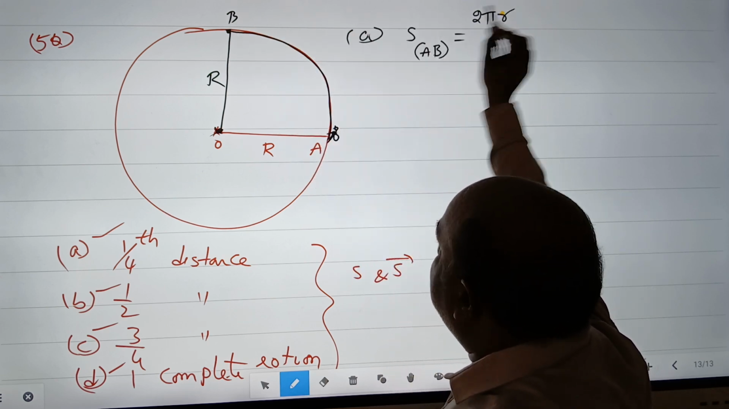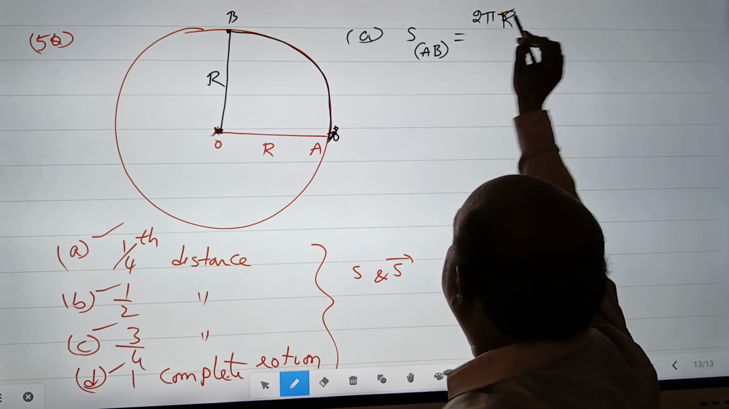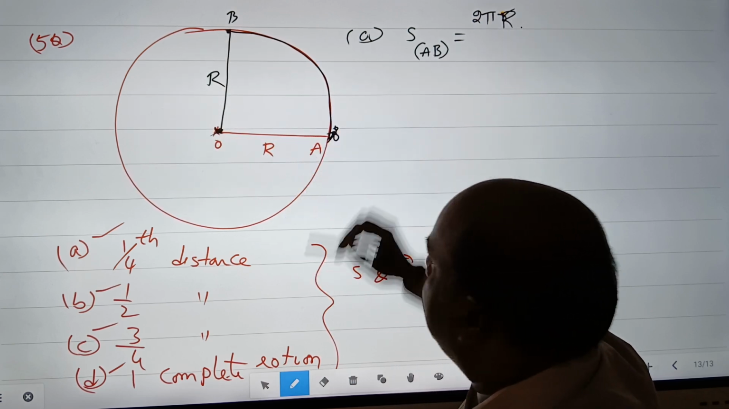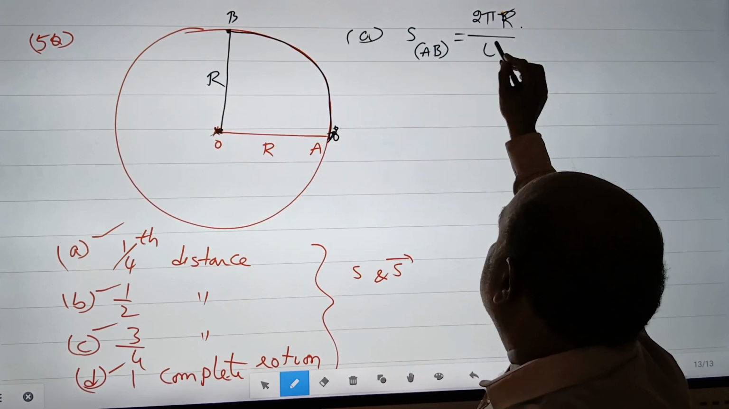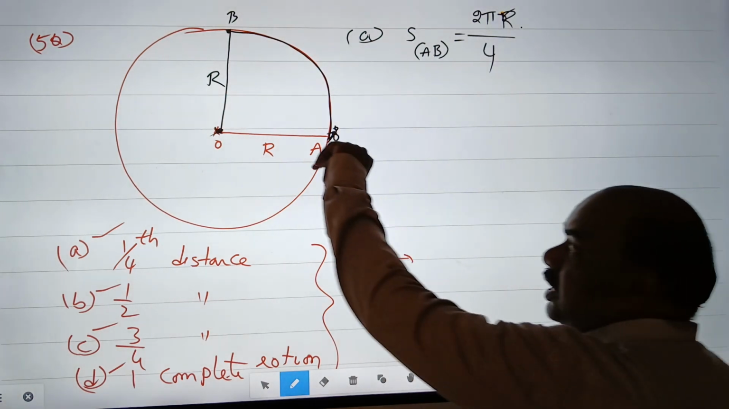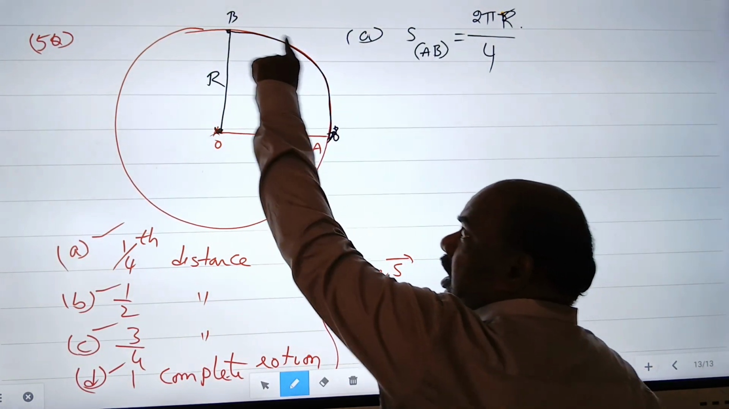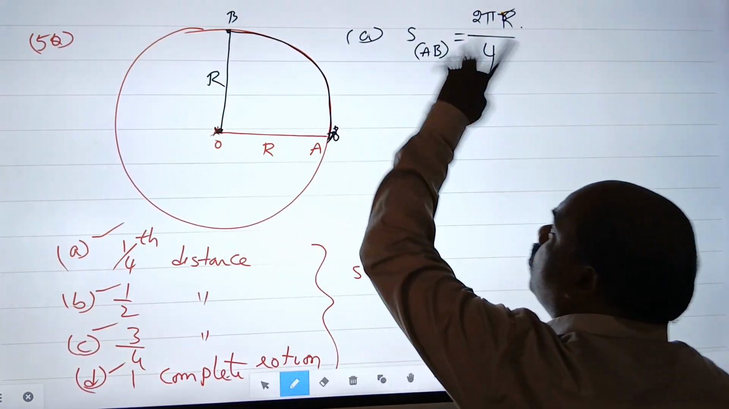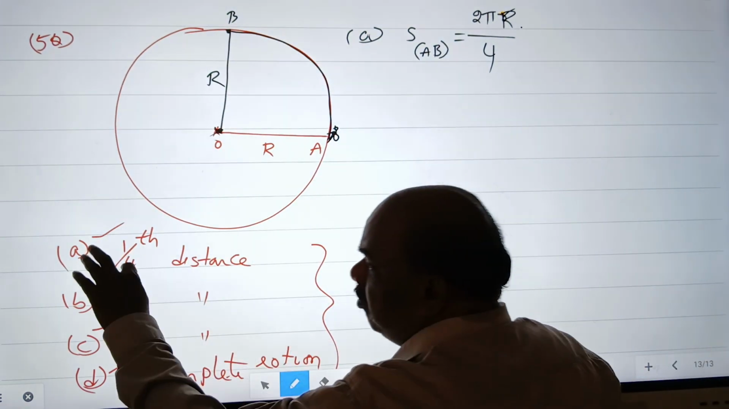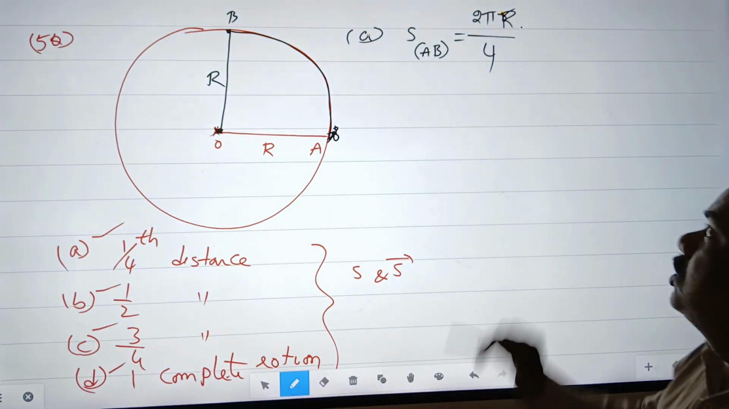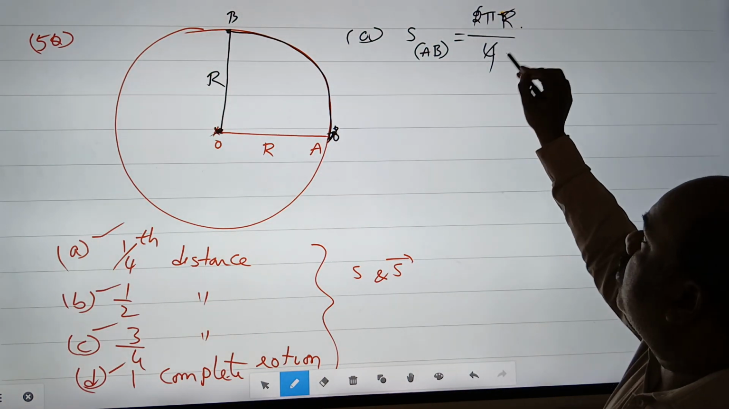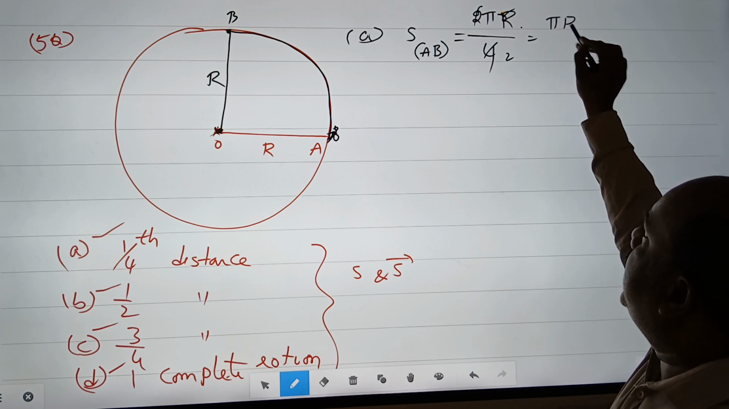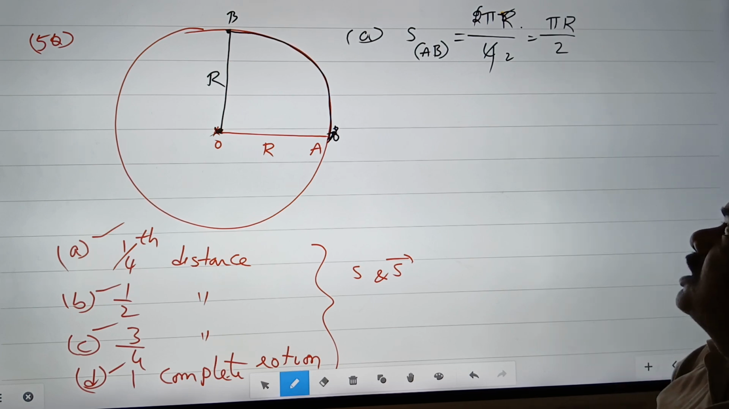If he comes back, it would be 2 pi r. But he travelled only 1/4 of it. If he started from A and came back to here, that is 2 pi r. But he completed only one quadrant, so 1/4 of 2 pi r, which is equal to pi r by 2. This is the distance from A to B.